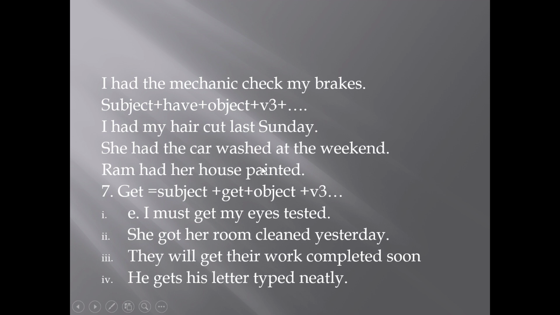If there is get with causative get and an agent, there is to. If there is causative verb get सँग object भयो भने past participle. See the structure. Subject and then get. Get means got, gets, and then okay, object and past participle. I must get. I is the subject, must, right? Get, and then my eyes is the object, tested, past participle.